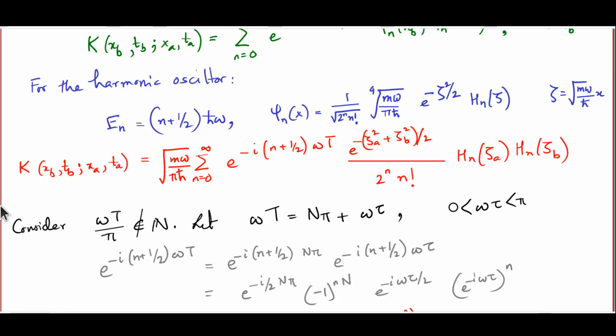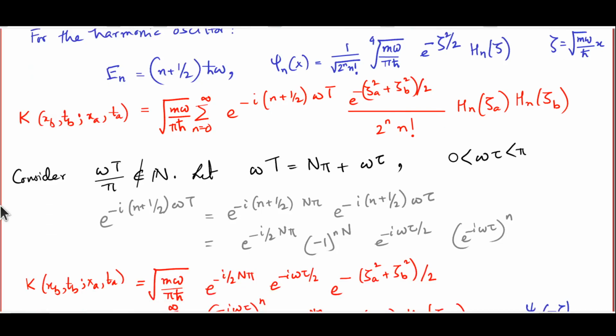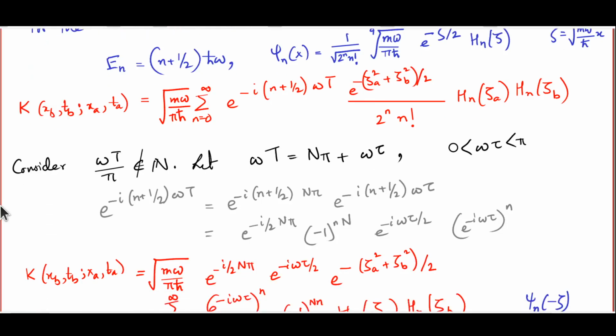Plugging this in and taking the terms which do not depend on small n outside the sum, we end up with the following form for the propagator. You have square root of m omega by pi h cross, of course. Then you have e to the minus i by 2 capital N pi, which is the Maslov factor, or which is going to be the Maslov factor when we complete our calculation. Then you have e to the minus i omega tau by 2, e to the power minus zeta a square plus zeta b square by 2.